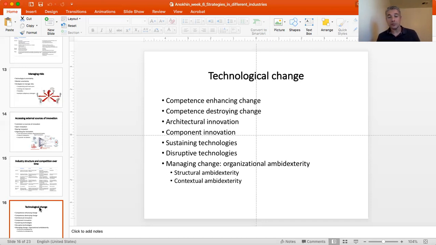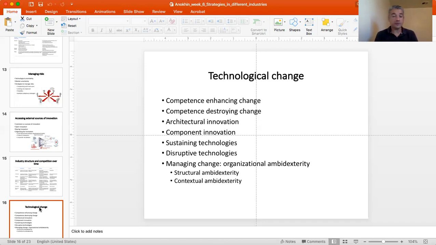And this autonomy and the new culture that develops within that unit often enables organizations to explore new opportunities while protecting the rest of the company and allowing it to exploit what has been developed in the past.